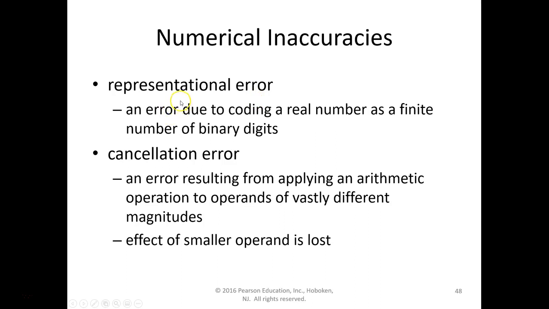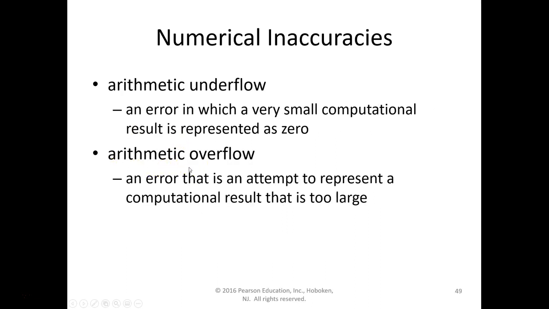And then numerical inaccuracies. Those are errors due to coding a real number as a finite number. You can have some cancellation error, and then you have arithmetic underflow, an error in which a very small computational result is represented as 0. And overflow is an error that is an attempt to represent a computational result that is too large.